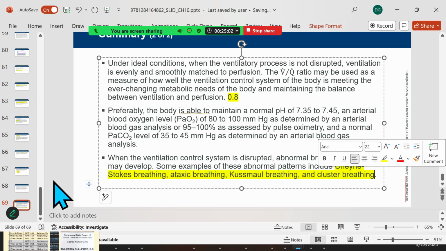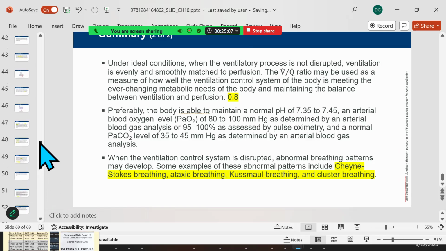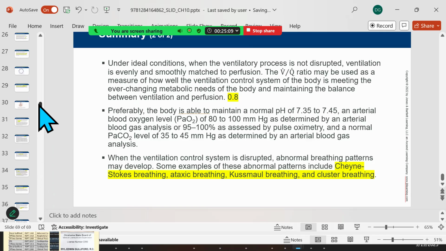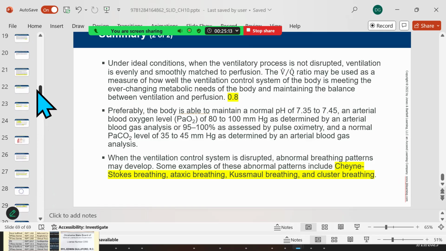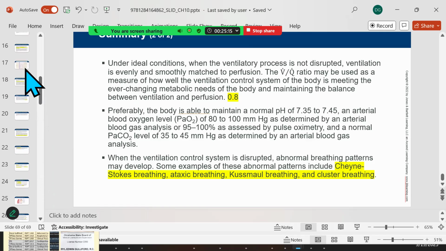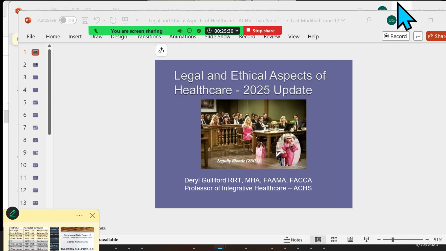We might go back up real quick now that we've talked about those and show you the picture of them. That's where we started. I think it was about slide 20. There it is. All of those you need to know. Normal, apneustic, ataxic, Biot's, Cheyne-Stokes, and Kussmaul's. All right, that concludes our chapter 10.